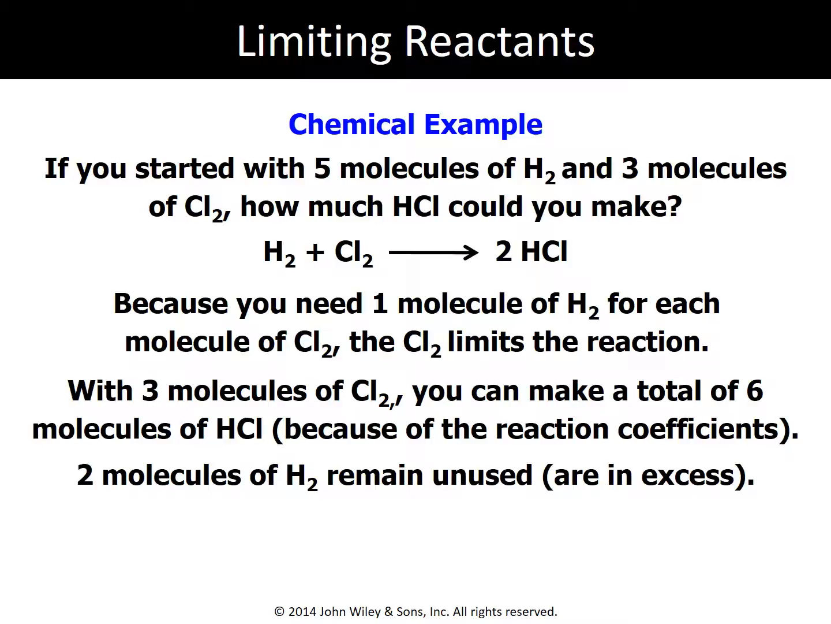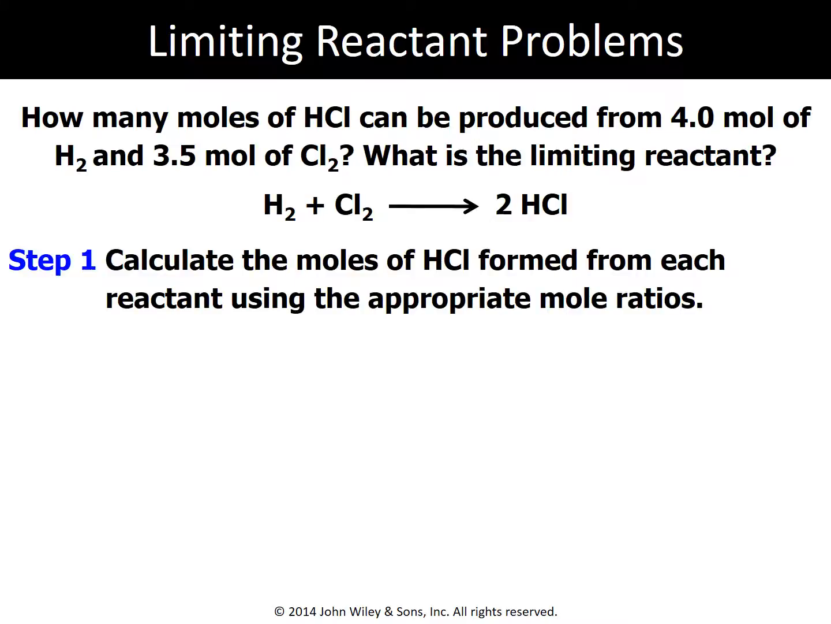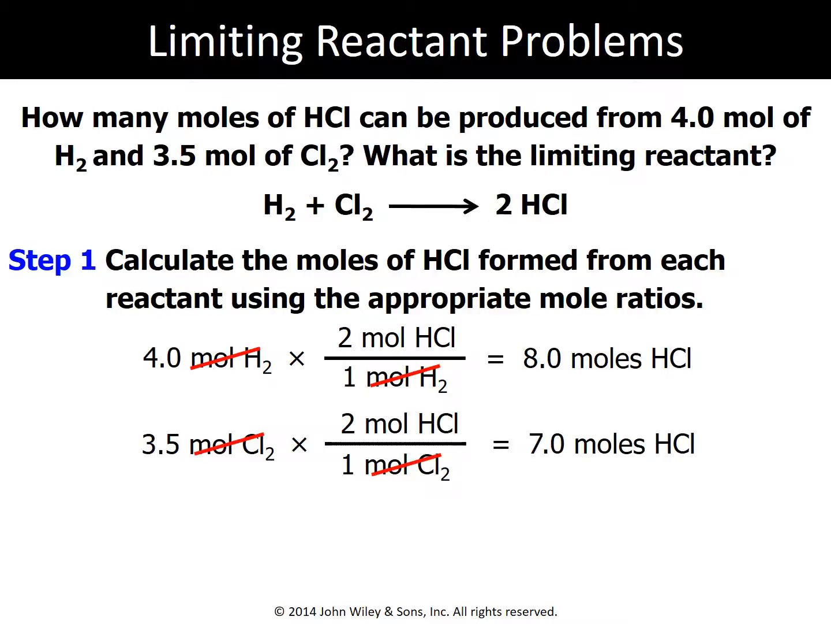So this is on a molecular basis. Let's talk about a molar basis. How many moles of HCl can be produced from 4 moles of hydrogen and 3.5 moles of chlorine? What is the limiting reactant? The first thing we'll do is calculate the amount of moles, and this will be very straightforward looking at what's given. So 4 moles of hydrogen, with our molar ratio from our coefficients, gives us 8 moles of HCl. Again, we'll do this for both reactants. So we'll do 3.5 moles of chlorine multiplied by the same molar ratio, since it's 1, 1, 2, giving us 7 moles.